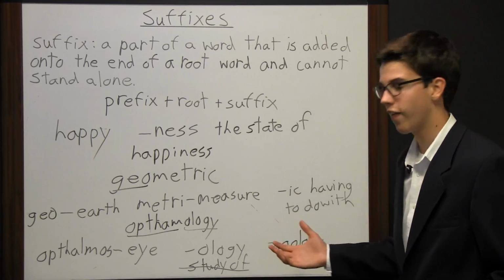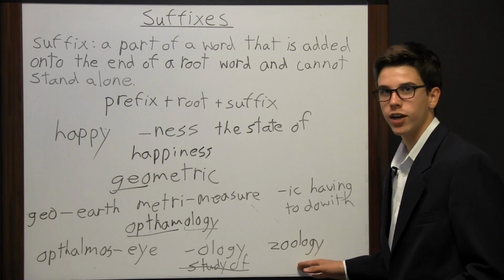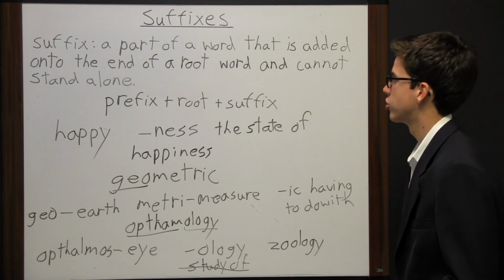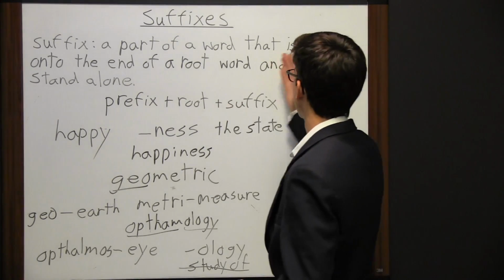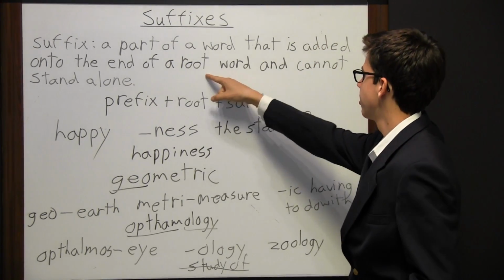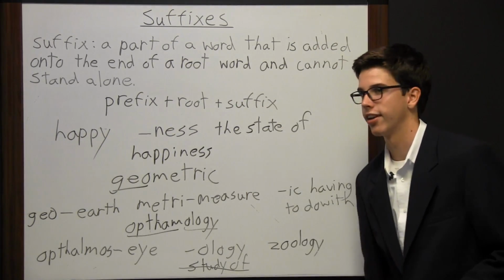and then that way you can figure out the definition of the word in question. So again, a suffix is a part of a word that is added onto the end of a root word and cannot stand alone.